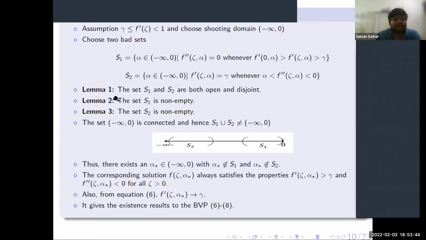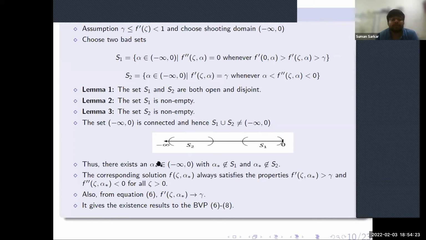Using lemma 1, lemma 2, lemma 3, we prove that S1 and S2 are both non-empty, open and disjoint sets, and they are subsets of minus infinity to 0, and minus infinity to 0 is a connected set. So S1 union S2 cannot be a disconnected set, using the definition of disconnectedness. So S1 union S2 is not equal to minus infinity to 0. Hence there exists an alpha star which lies between minus infinity and 0, which is neither in S1 nor in S2.